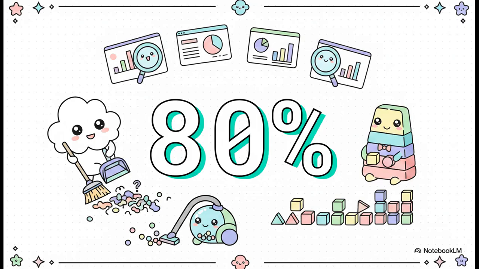And here's a wild industry secret that surprises almost everyone. Ready? Analysts spend anywhere from 60 to 80% of their entire project time just cleaning and preparing data. Yep, 80%. The vast majority of the work happens way before the exciting analysis even begins. Real-world data is messy, and prepping it is literally the most crucial step in the whole shebang.